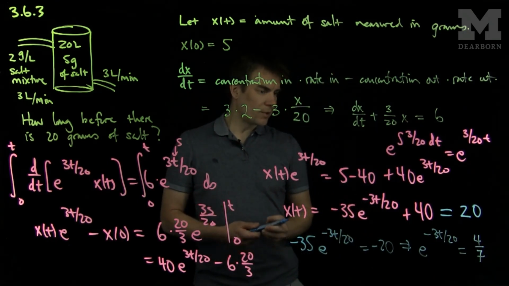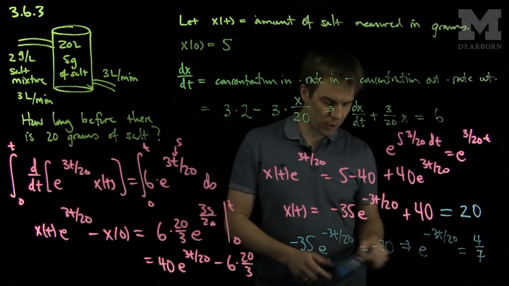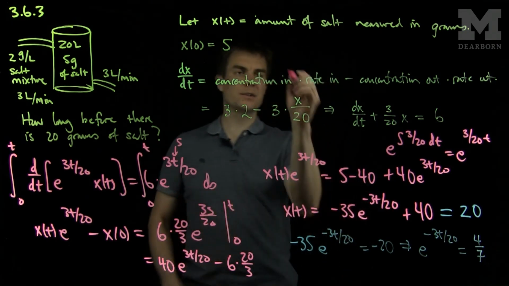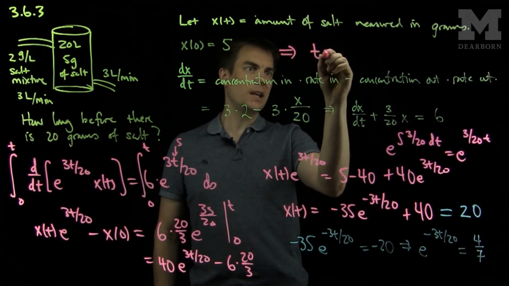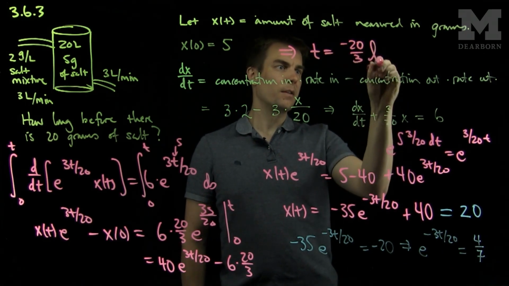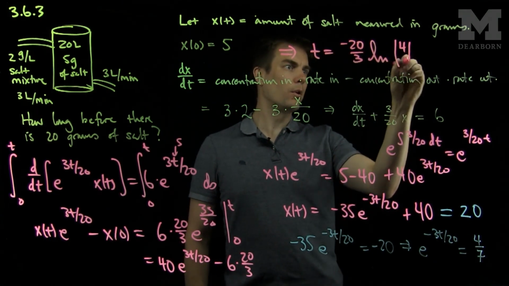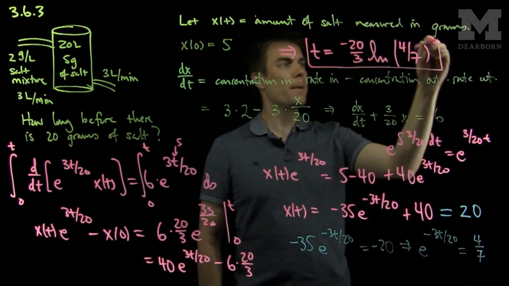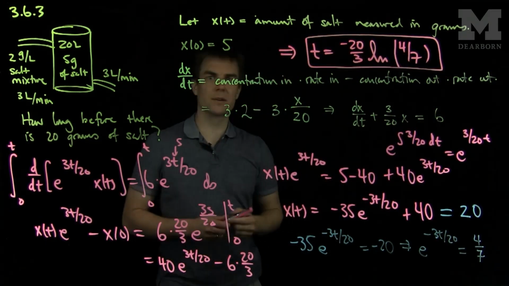To conclude the problem, we take the log and we multiply by 20 over 3. So we see that the final answer implies that t is equal to negative 20 over 3 times the natural log of 4 over 7. At this time, there will be exactly 20 grams of salt in the tank.